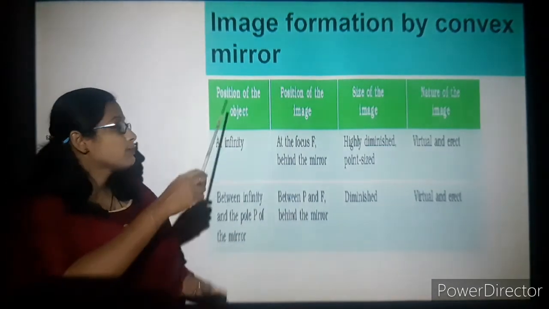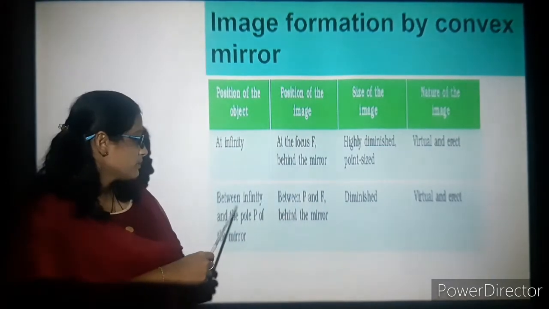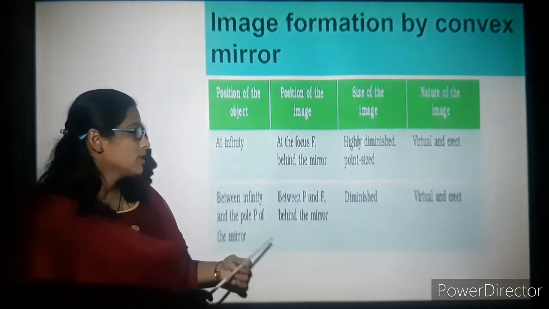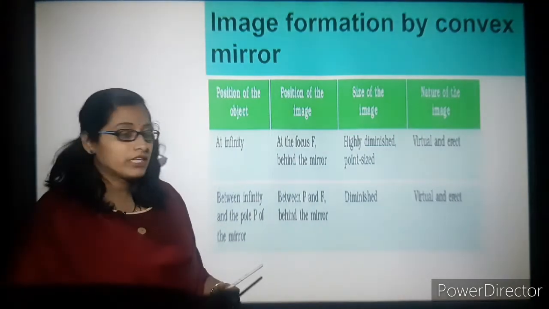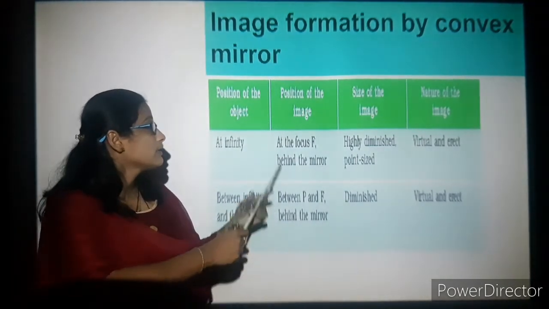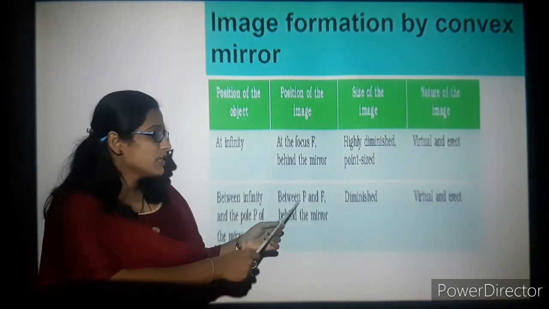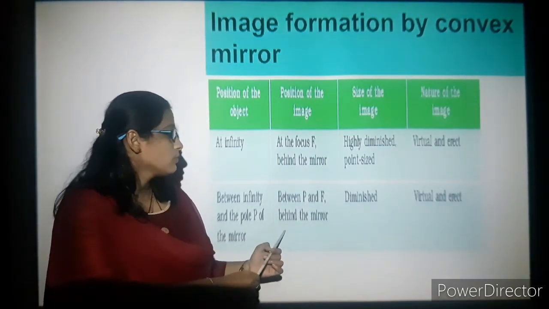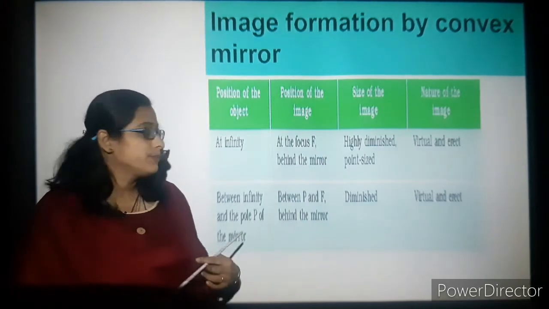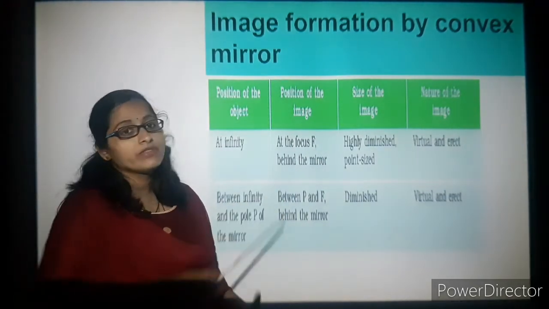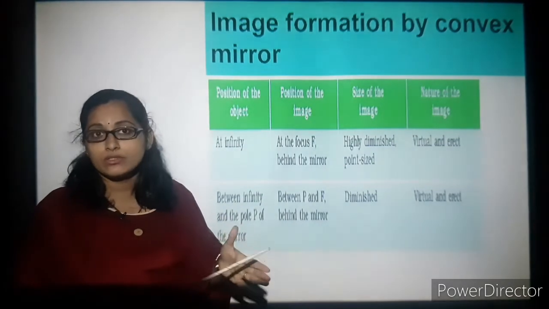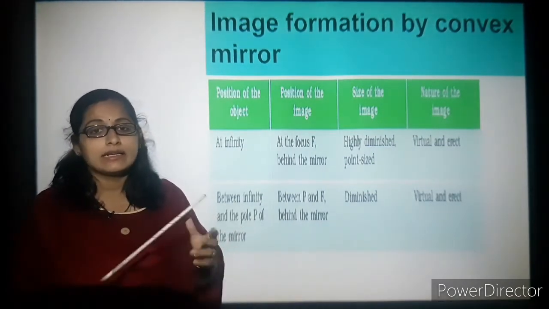So what happens when the position of the object is placed between infinity and the pole P of the mirror? Here we are speaking about a convex mirror. The image will be formed between the pole and the focus, and it will be behind the mirror. What is the size of the image here? It is diminished, and the nature of the image will be virtual and erect.